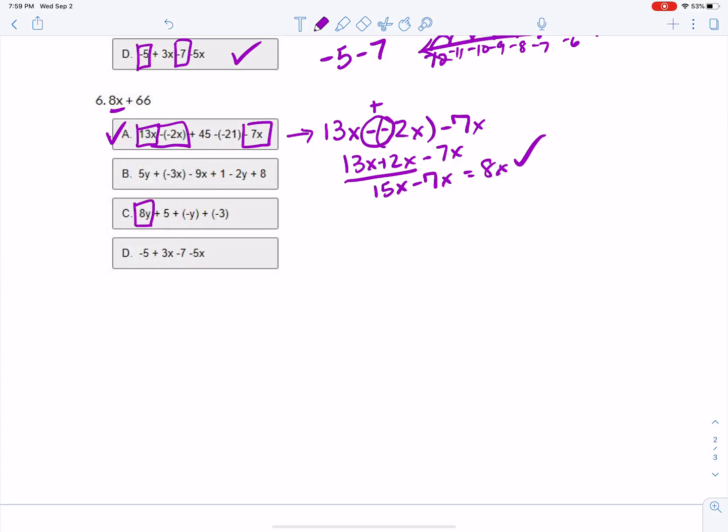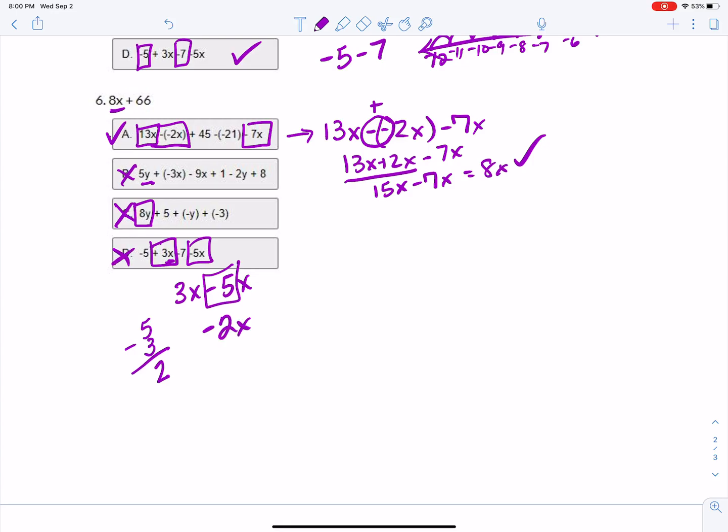So this is 8y. Well, it's a y, so it's not right. This is a y, so it's not right. This is an x. So 3x minus 5x. Well, I can see this is the bigger number. So this would be 5 minus 2, which is 3. No, wait. Forgive me. 5 minus 3, which is 2. And then since the 5 is further from 0, negative 2x. So this is the wrong answer.